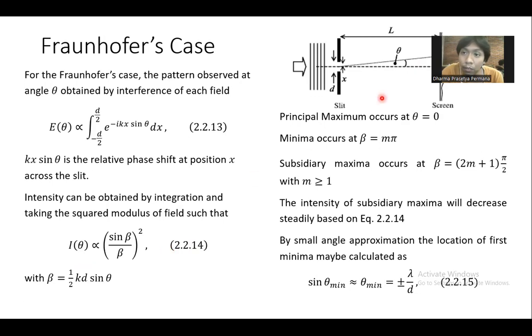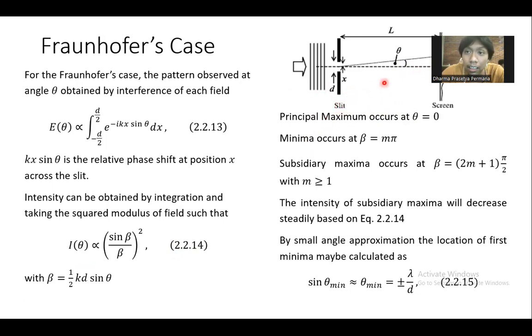The point of theta equal to 0, which is basically the center of the screen, will always have a bright pattern of this diffraction phenomenon. We call this point the principal maximum.